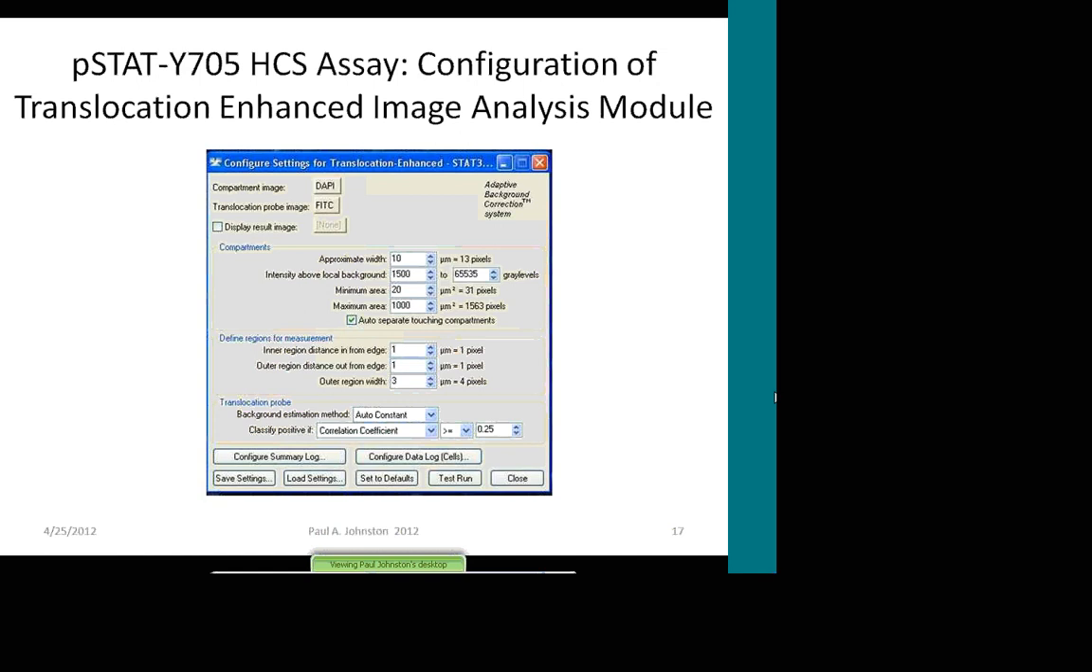This is how we configured the translocation enhanced image analysis module. We set up approximate widths and intensities above background with a minimum area and maximum area for the nuclear channel, and then in the phosphotyrosine channel, we eroded the detected nucleus by 1 pixel, and then we set up a mask in the cytoplasm 1 pixel away from the detected edge of the nucleus, and 3 pixels or 4 pixels in width, so 3 microns in width.